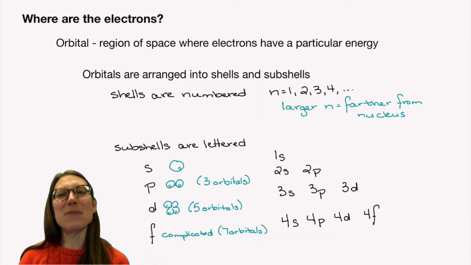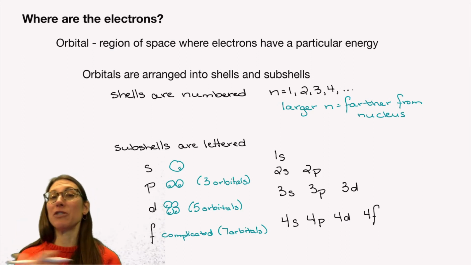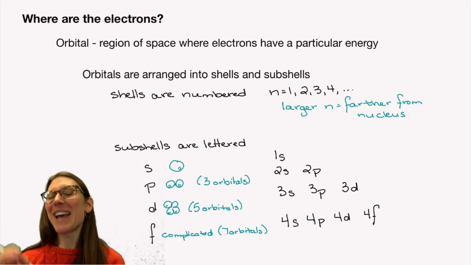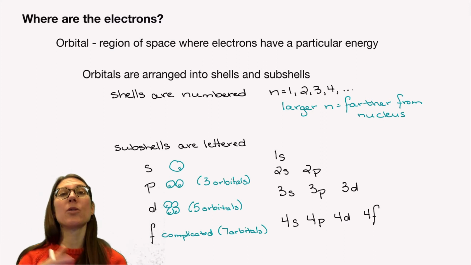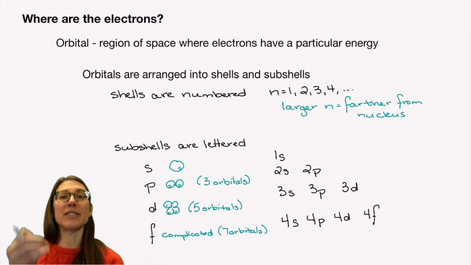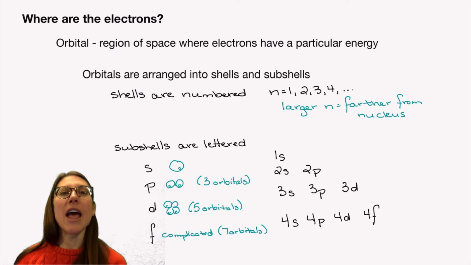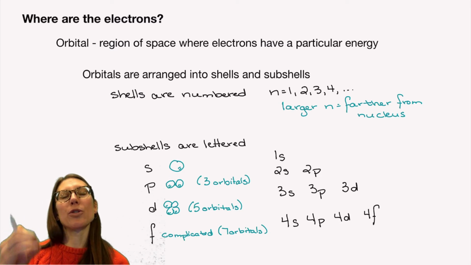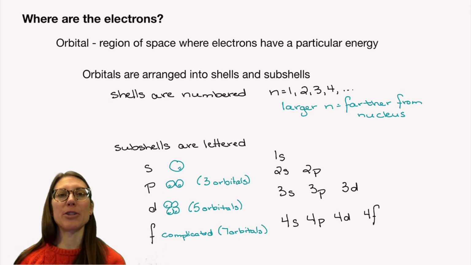But the big take home at this point in time is that our electrons are actually found in regions of space that have a variety of shapes, regions of space that we call orbitals. And we can organize those orbitals into shells and subshells. And that tells us something. The shells tell us about their size and relative energy. And the subshells tell us something about the shape of the space that those electrons are in. And also, it's worth remembering that you can have more than one orbital in a particular subshell.